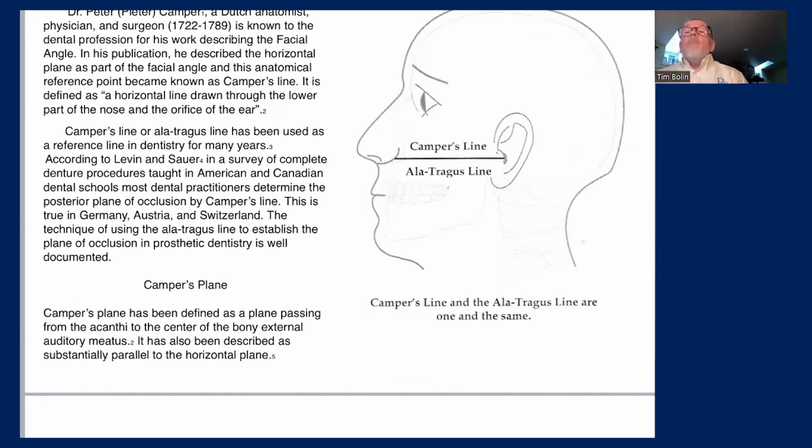According to Levin and Sauer, in a survey of complete denture procedures taught in American and Canadian dental schools, most dental practitioners determine the posterior plane of occlusion by the Camper's line. This is true in Germany, Austria, and Switzerland, and the technique of using the ala-tragus line to establish the plane of occlusion in prosthetic dentistry is well documented. Camper's plane has been defined as a plane passing through the nasion to the center of the bony external auditory meatus. It is also described as substantially parallel to the horizon.